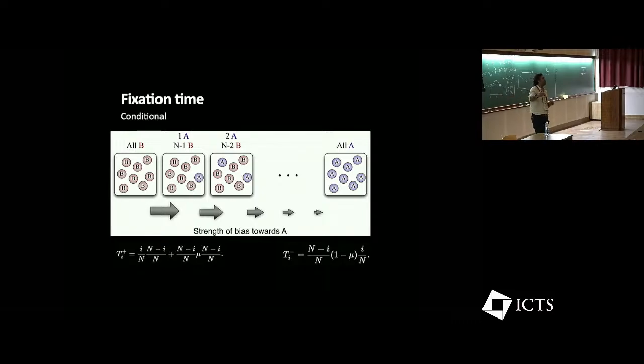So, I mean, what can we do? It's understandable. So the mutations are going to push you towards A, and the strength of the bias keeps on decreasing, but it's still positive. It keeps on decreasing because at some point the number of B individuals will be less, right? So the effect will be less.